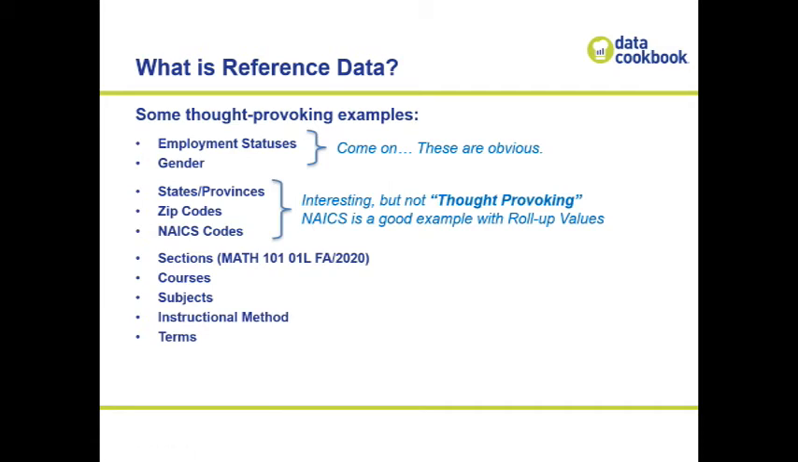But within this section, you've got your course, which is like Math 101. So there's a roll up there, and that's beginning to maybe be something that's reference data. But then you have a subject, math, and that's probably very obvious reference data. Instructional method, so this is like a lab, and that's a lab code, right? And then terms, which I would say are changing fairly often, and there's a lot to them. So you can decide about that.